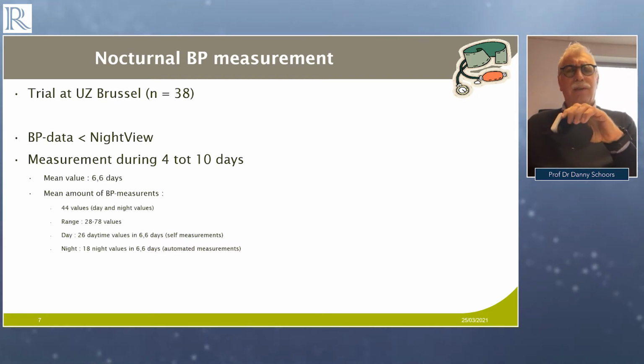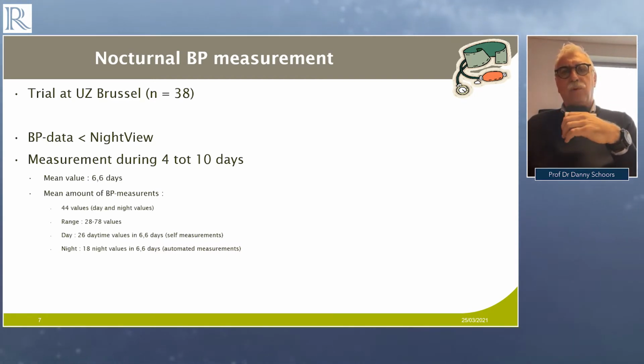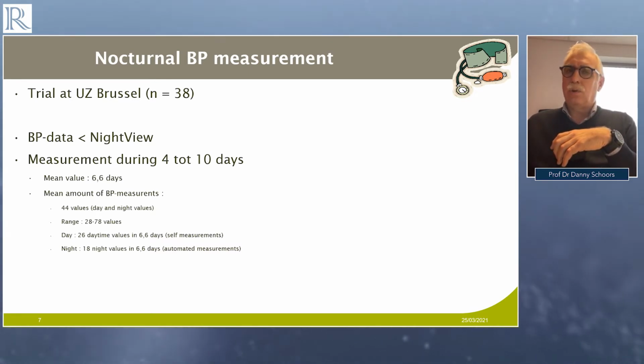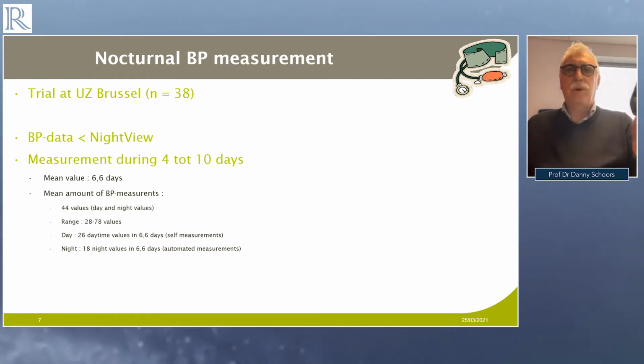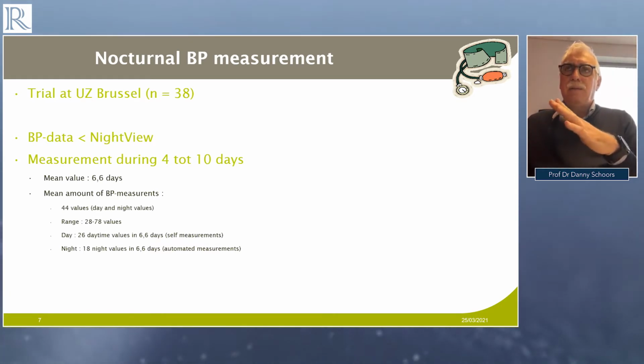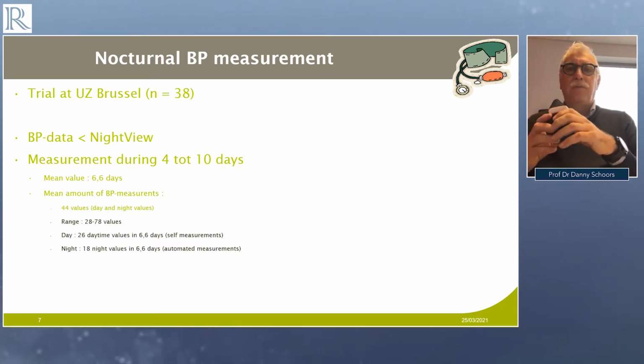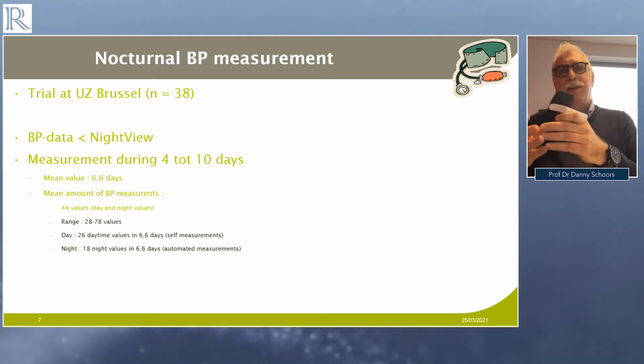I will not focus this time on the blood pressure data with this night device, but I asked the patients to wear the device for 1 week. They didn't all use the device for 1 week. Some of them had it only for a few days, and the patient who took it the longest had it for 10 days. So there were data between 4 and 10 days. The mean time they used it was 6.6 days. And we had lots of data, most of the time around 40 to 50 values in these 6 days.